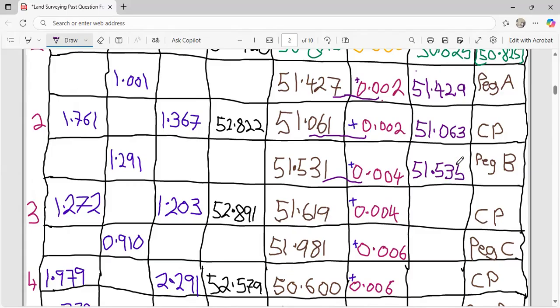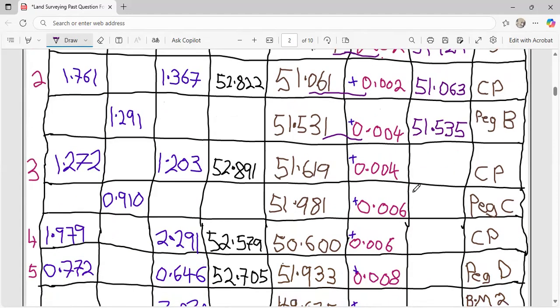Okay, so the next one too is going to become what? Let's do that together. 51.619 plus 0.004. We're going to get 51.623.